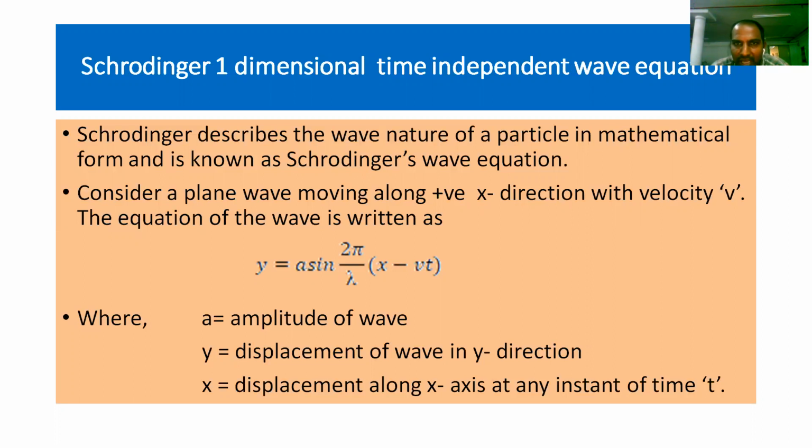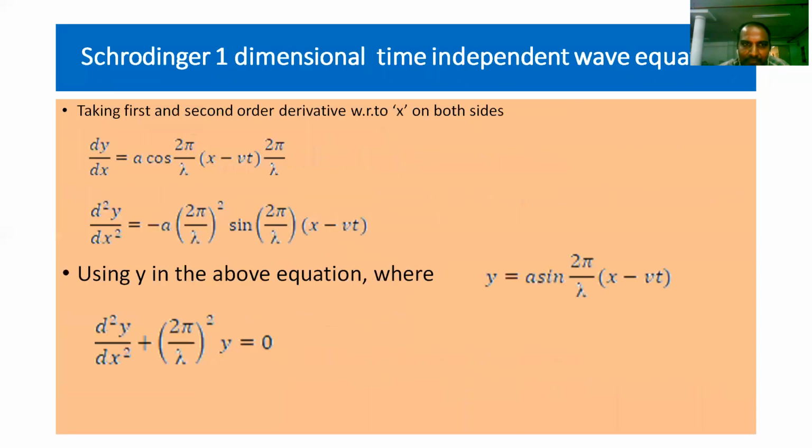According to Schrodinger's time independent wave equation, Schrodinger describes the wave nature of a particle in mathematical form, and it is known as Schrodinger's wave equation. Consider a plane wave which is moving along the positive x direction with velocity v. Then the equation can be written as y equals a sin 2 pi by lambda into (x minus vt). Here a is the amplitude of the wave, y is the displacement of the particle along the y direction, and x is the displacement along the x-axis at any instant of time.